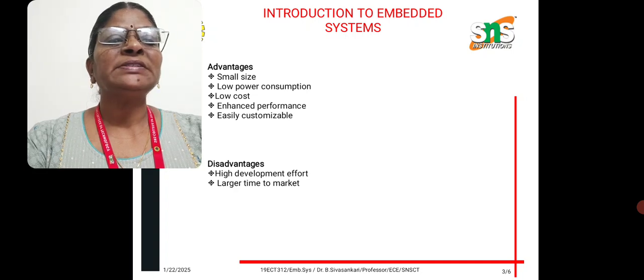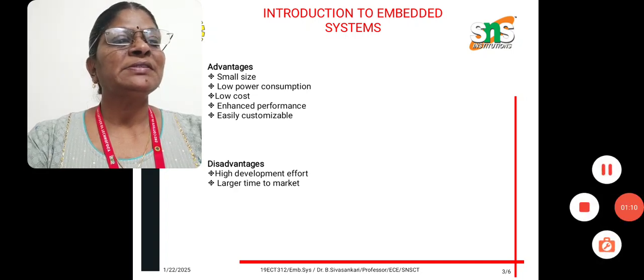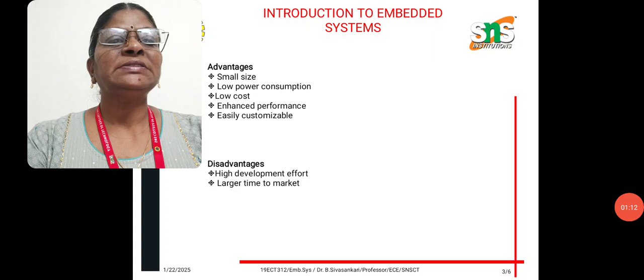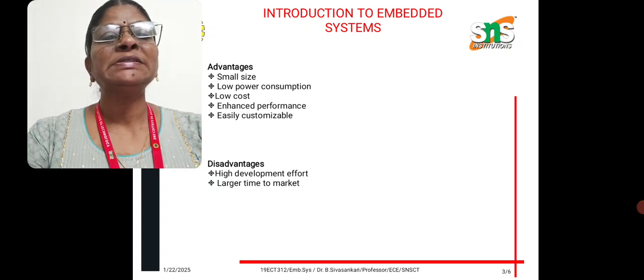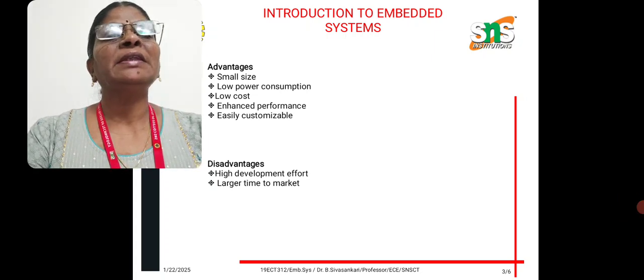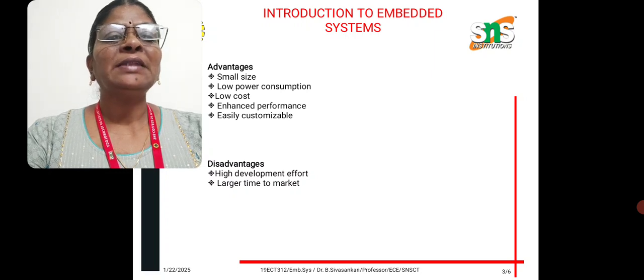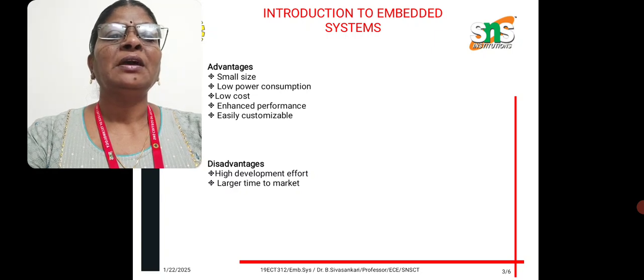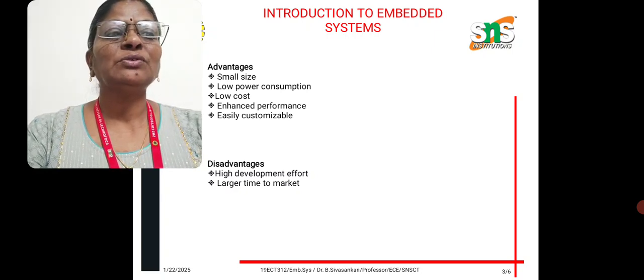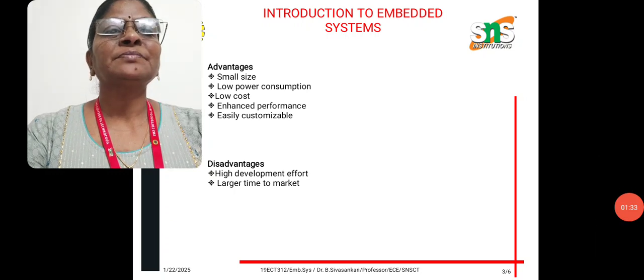So the advantages and disadvantages of embedded systems are: advantages, it is very small in size, low power consumption, low cost, enhanced performance and easily customizable. And disadvantages are high development effort and larger time to market. It takes some time in marketing. So these are the advantages and disadvantages of embedded systems.